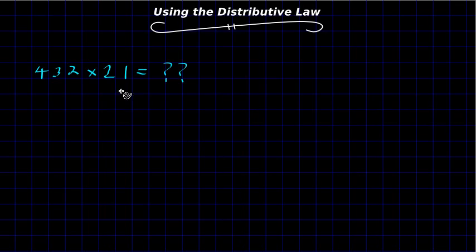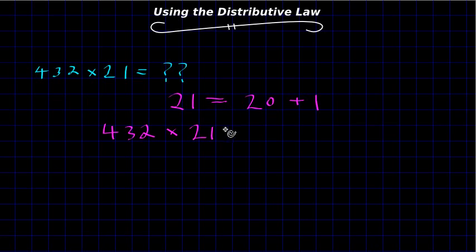For our next example, let's multiply by 21. 432 by 21. We can help ourselves if we expand 21 and write it as 20 plus 1. That comes directly from the number system. That's what 21 means. Therefore, 432 times 21 is equal to 432 times 20 plus 1.